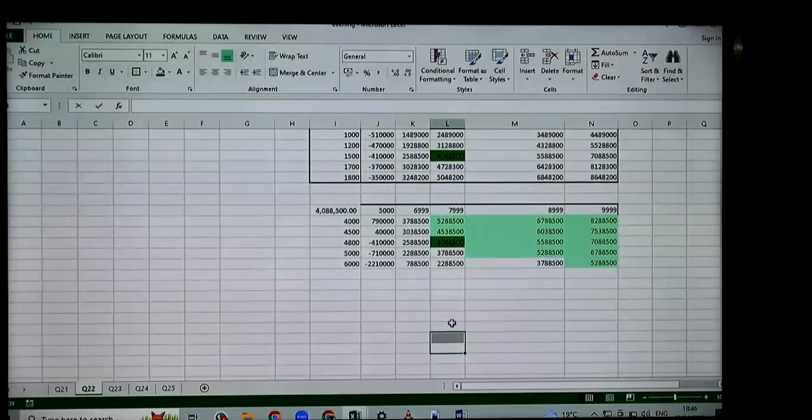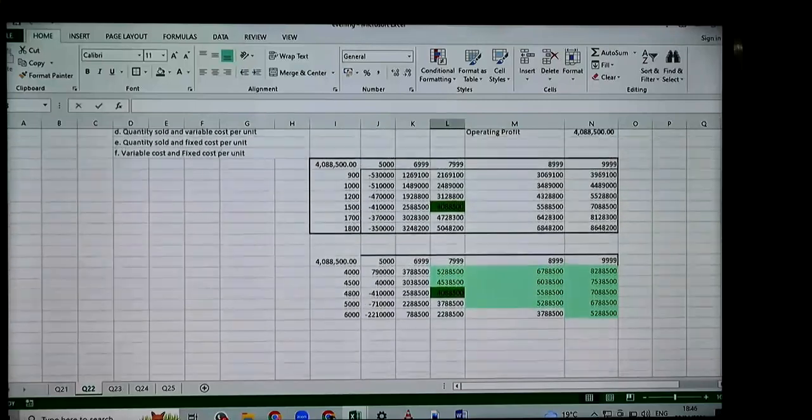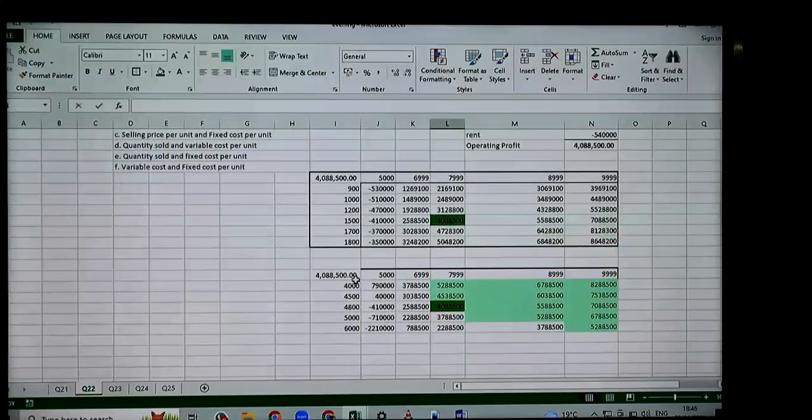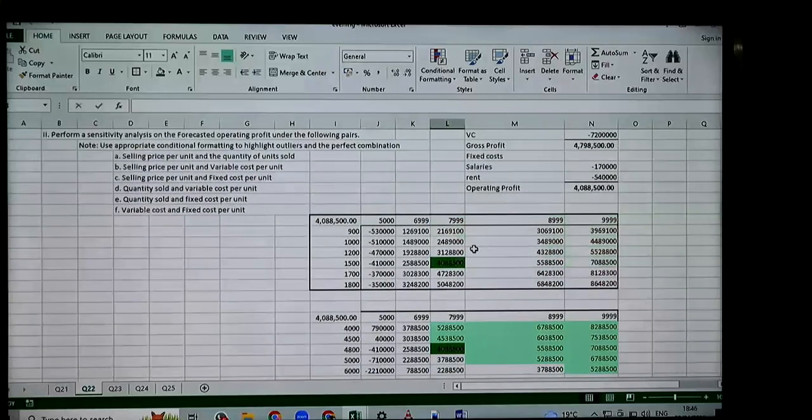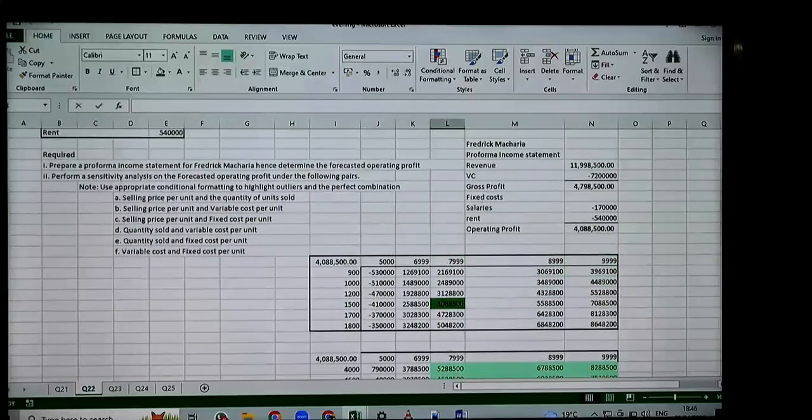forecasted operating profit is. So we may decide maybe let's sell 4,000 units. We'll reduce the number of units that we sell, but we increase the price. We'll still be making more. I think you get that one. So that is sensitivity analysis. Maybe in your own time, you can attempt the others because it's just the same concept.